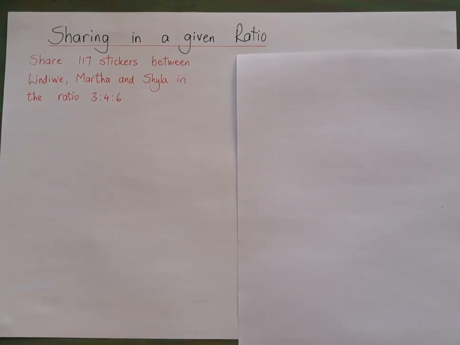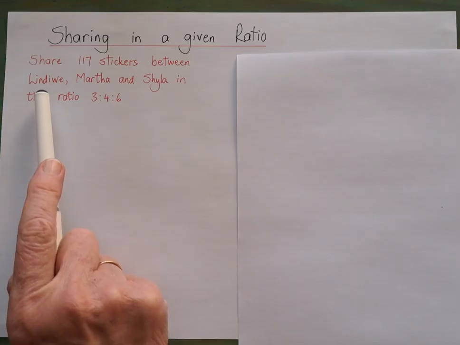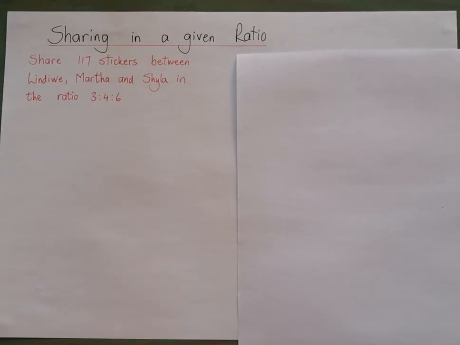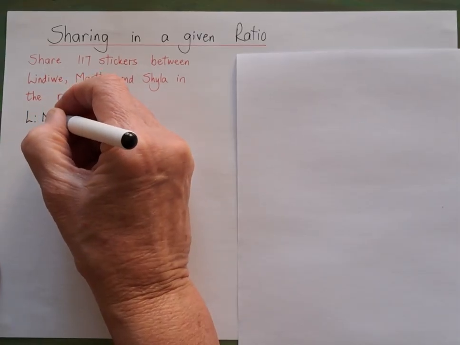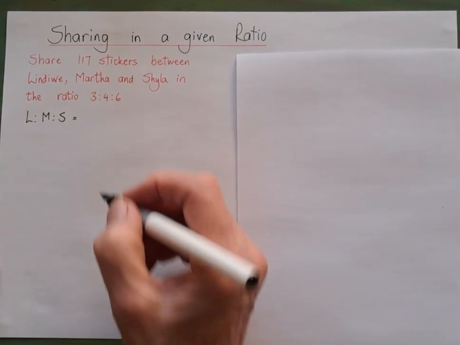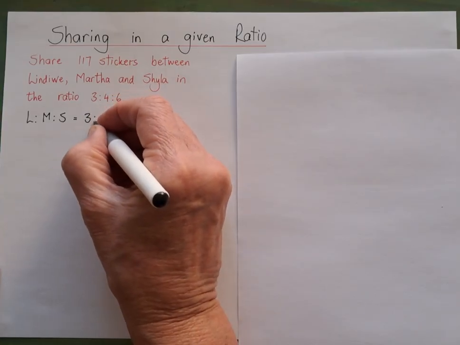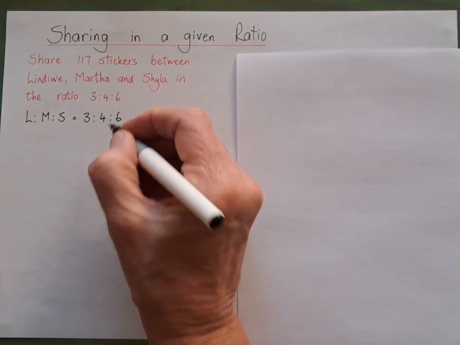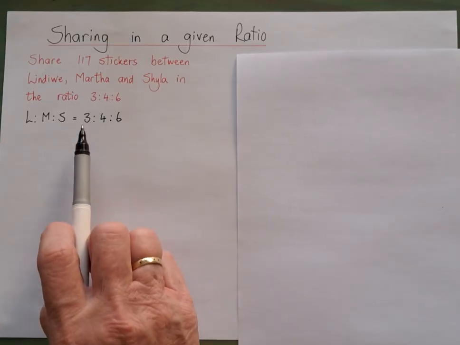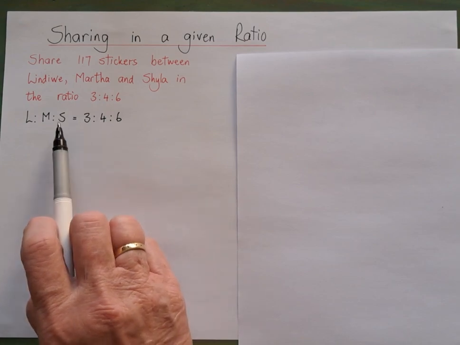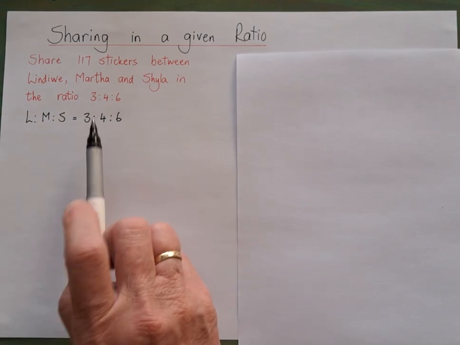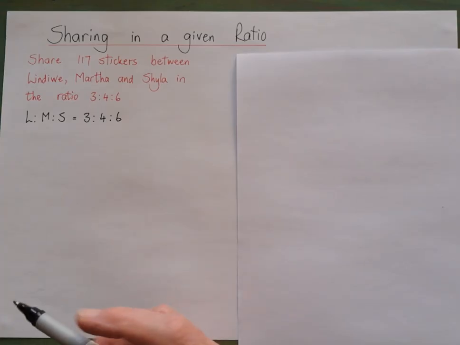So what I need to do now is get clearly in my mind exactly what this means. Look at how the names have been listed. Lindiwe to Martha to Shyla must be in the ratio of 3 to 4 to 6, which means for every 3 stickers that Lindiwe gets, Martha will get 4 stickers and Shyla will get 6 stickers. And in that way, we're going to share all 117 stickers between them.